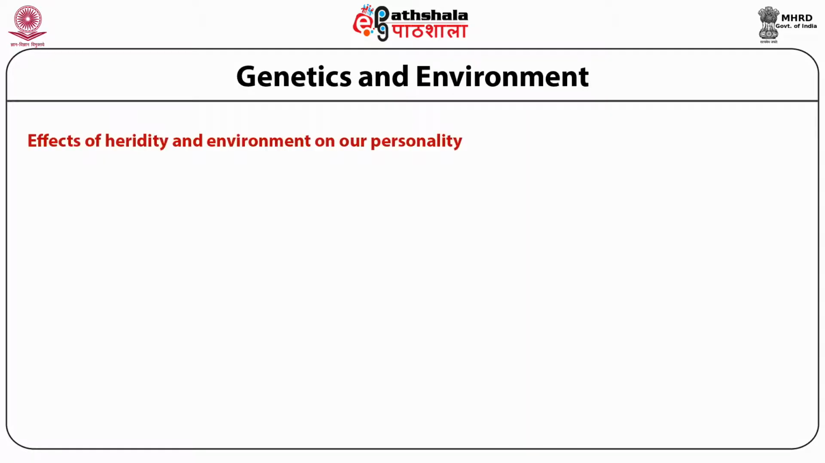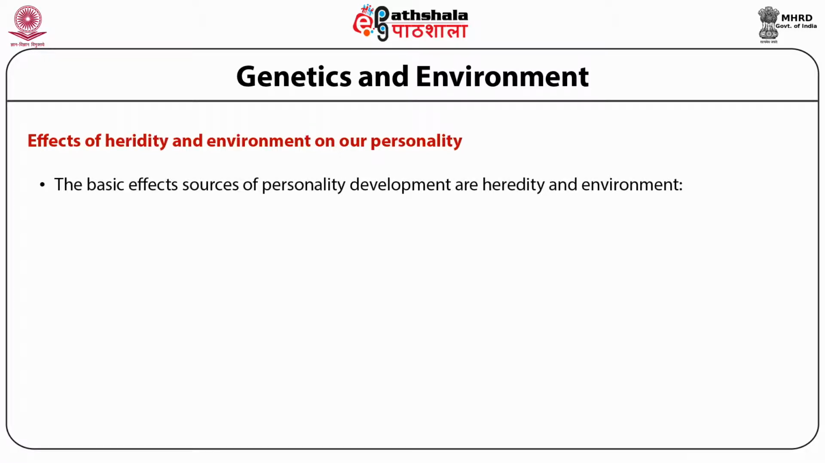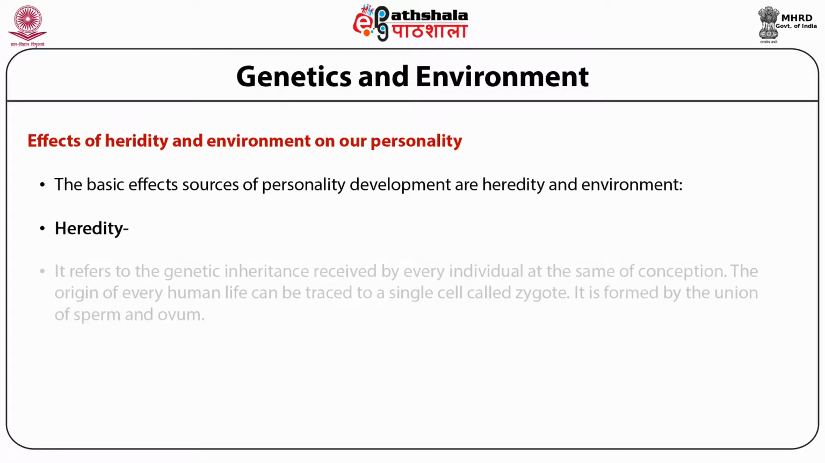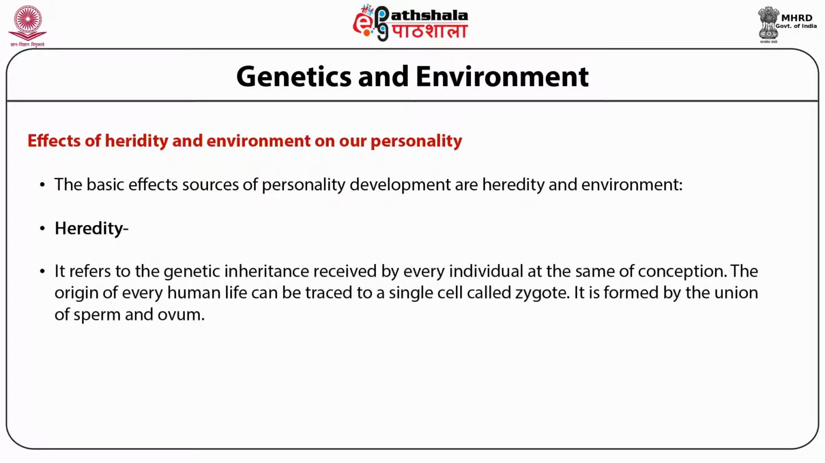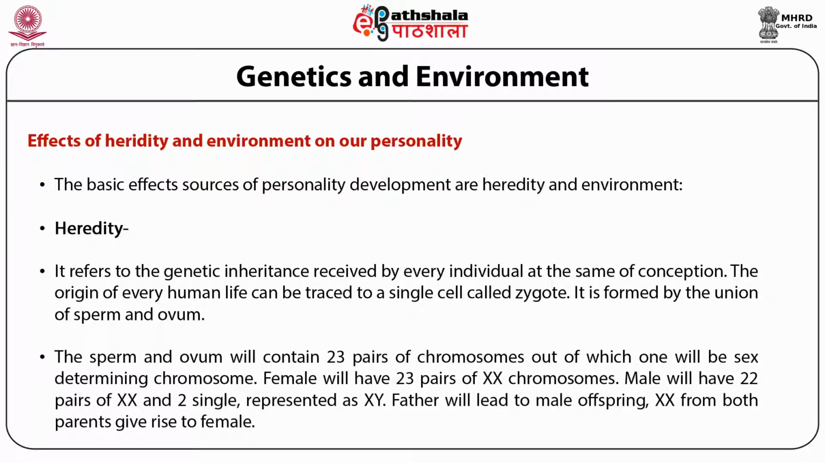The basic effects on personality development are heredity and environment. Let's discuss these one by one. First, heredity. Heredity refers to the genetic inheritance received by every individual at the time of conception. The origin of human life can be traced to a single cell called zygote formed by the union of sperm and ovum. The sperm and ovum, as we all know, contain 23 pairs of chromosomes, out of which one will be the sex-determining chromosome. Females have 23 pairs of autosomes and one pair of sex chromosomes, which is XX, and the males have XY.